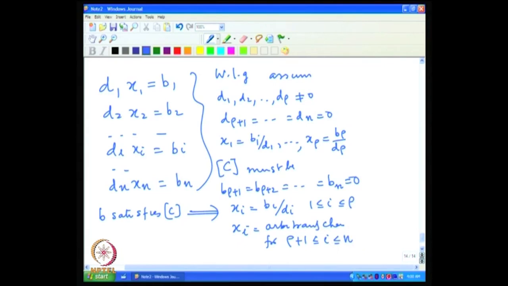Now, this says there are many arbitrary values that we can choose for xi from rho plus 1 onwards. Therefore, even if rho is n minus 1, there is an i for which xi can take several values, and therefore, we will get an infinite number of solutions. And when will we get a unique solution? When all the xi's are uniquely determined, that will happen when rho is equal to n. So, what is our conclusion out of this? We get a unique solution when rho equals n.